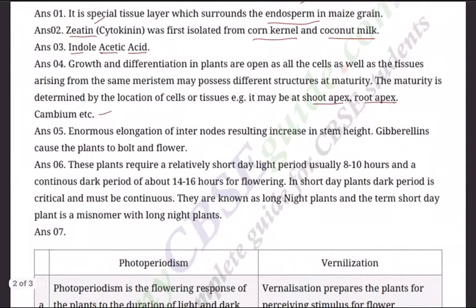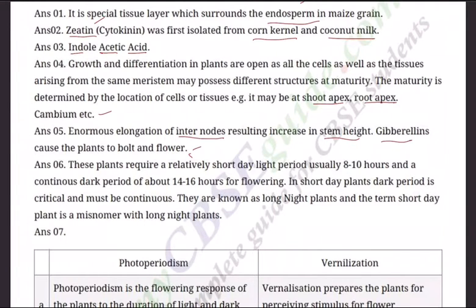Question number 5. Enormous elongation of internodes. Remember, the space between the 2 nodes is internode, resulting in increase in stem height. Gibberellins cause the plants to bolt and flower. So what is bolting? Enormous elongation of internodes. That's bolting.